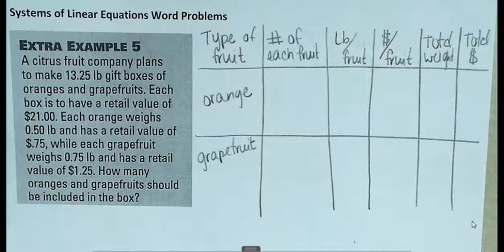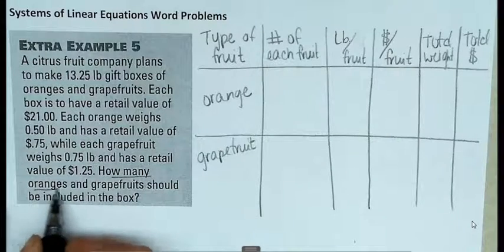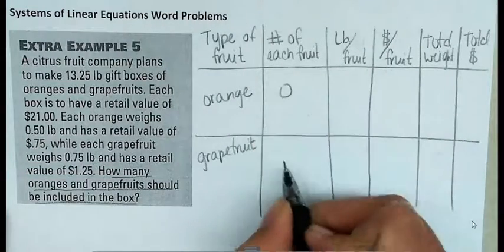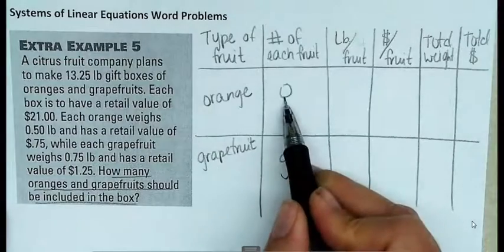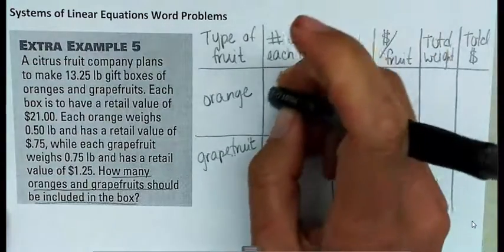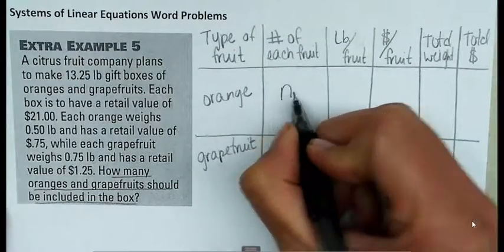Okay, do I know the number of either type of fruit? I don't. That's actually what I need to figure out, right? How many oranges and grapefruit should be included in my box? So I don't know. So why don't I let oranges be O and grapefruits be G? Will orange be confusing because it's an O? Maybe. Maybe we shouldn't use an O. How about N?